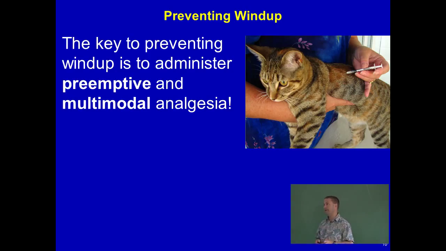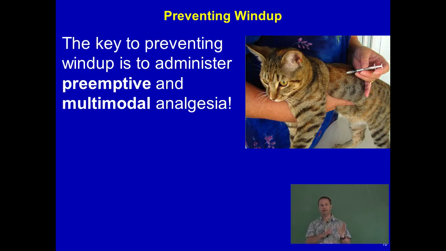Now, preventing wind-up is pretty easy, actually. In order to prevent wind-up, we need to use both preemptive and multimodal analgesia. Okay, what does preemptive mean here? Beforehand. So before we have that animal in surgery or start doing extractions, we should get the pain meds on beforehand. You know, and here we're talking about butorphanol, buprenorphine, even morphine. Morphine is very cheap, and they use it a lot in shelter medicine.